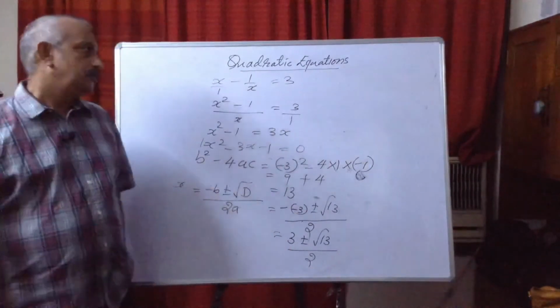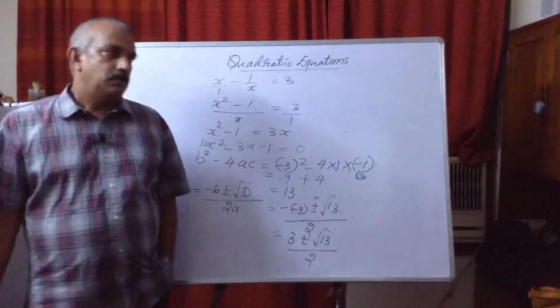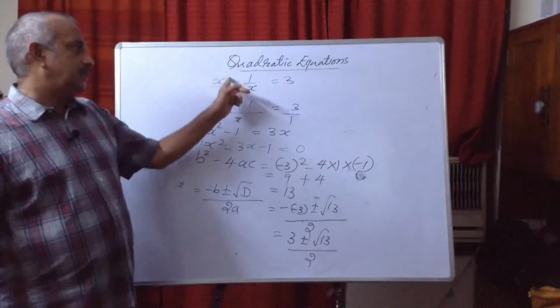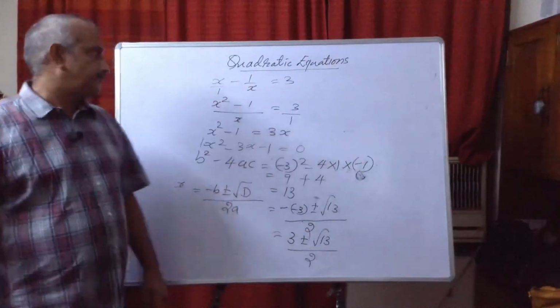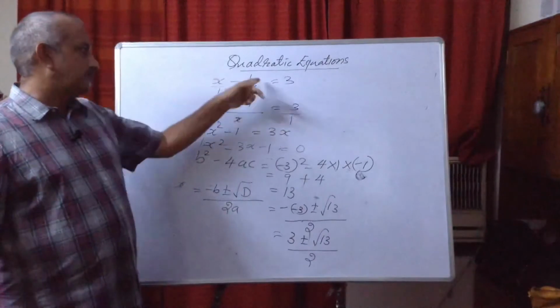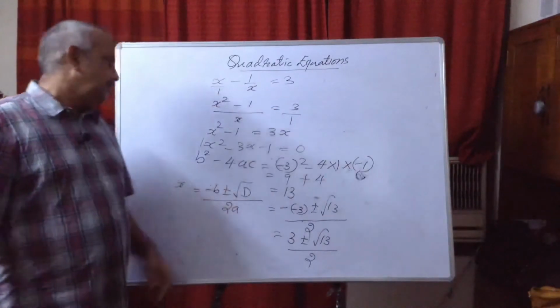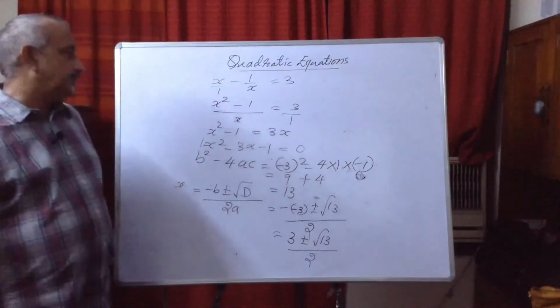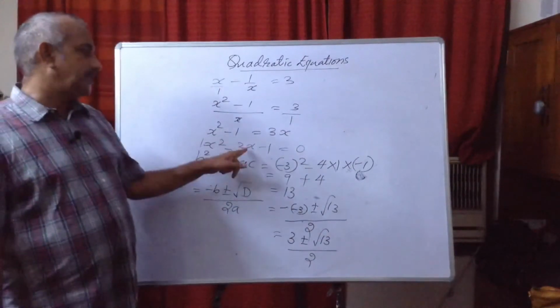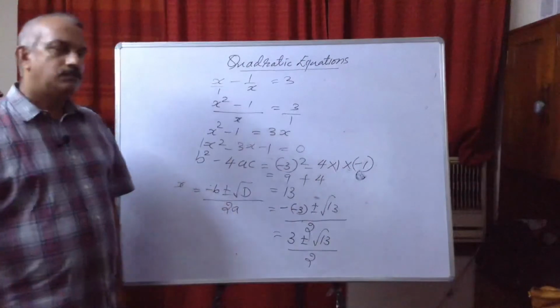So like this we can solve. See once again, a question: solve, find the roots of x minus 1 upon x is equal to 3. We'll cross multiply: x square minus 1 upon x is equal to 3. Again do cross multiplication, we get x square minus 1 is equal to 3x, or the equation becomes x square minus 3x minus 1 is equal to 0.